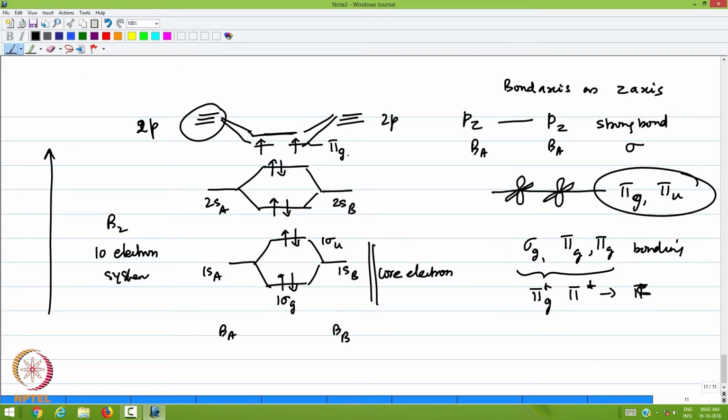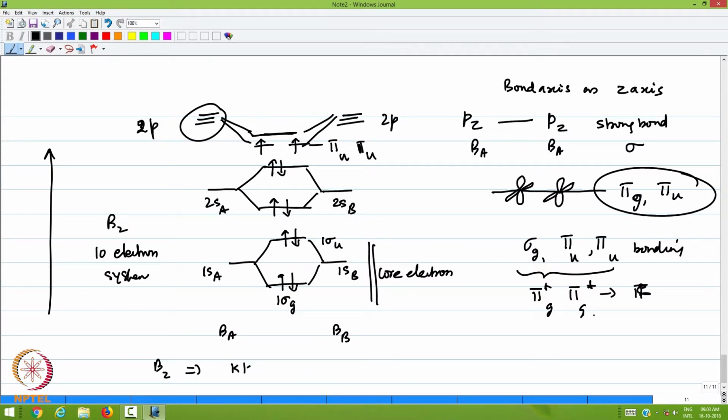This is the pi g, pi g, and these are labeled as 1 pi u orbitals. So, the bonding orbitals again, sorry, let me make a small change here. These are pi u orbitals, and this is the pi g orbitals. Okay.